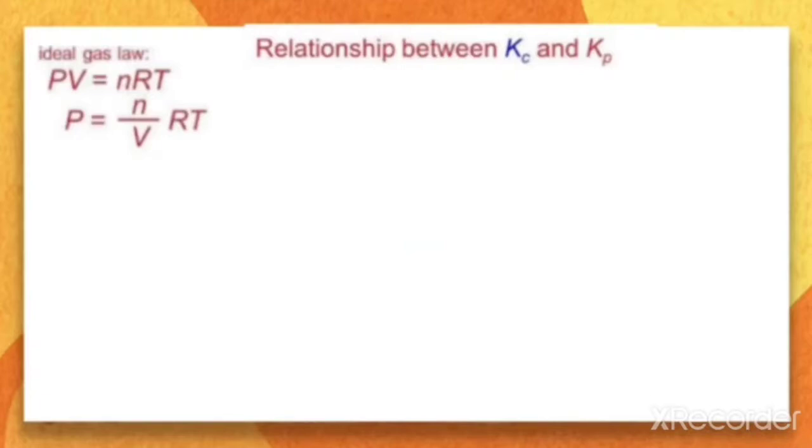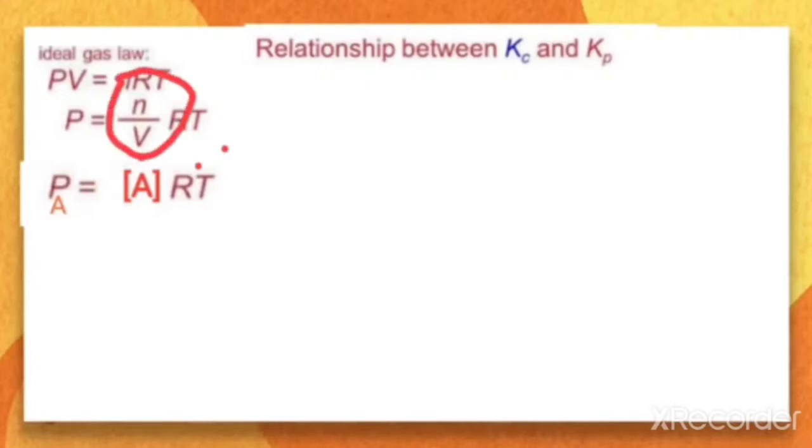For that reaction, for gas A, the partial pressure PA can be written as the concentration of A times RT, since n by V can be represented by concentration. So particularly for gas A, we can write [A]RT, because n by V is equal to the concentration, that is, the molarity.